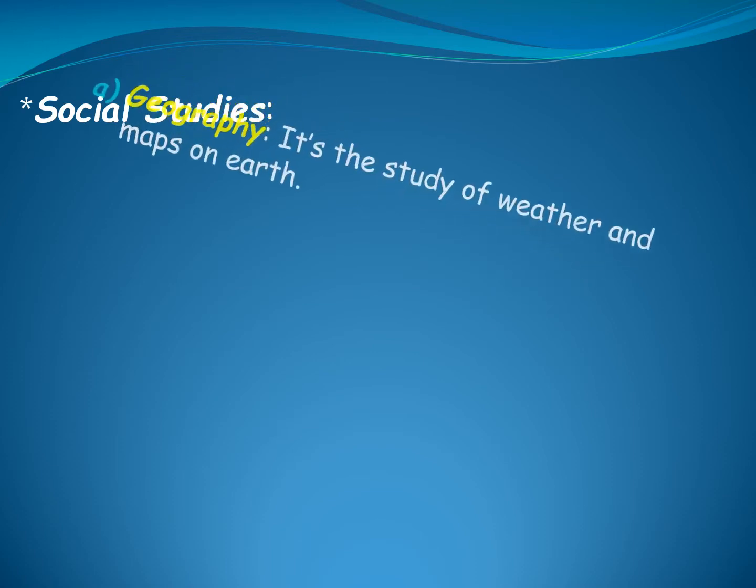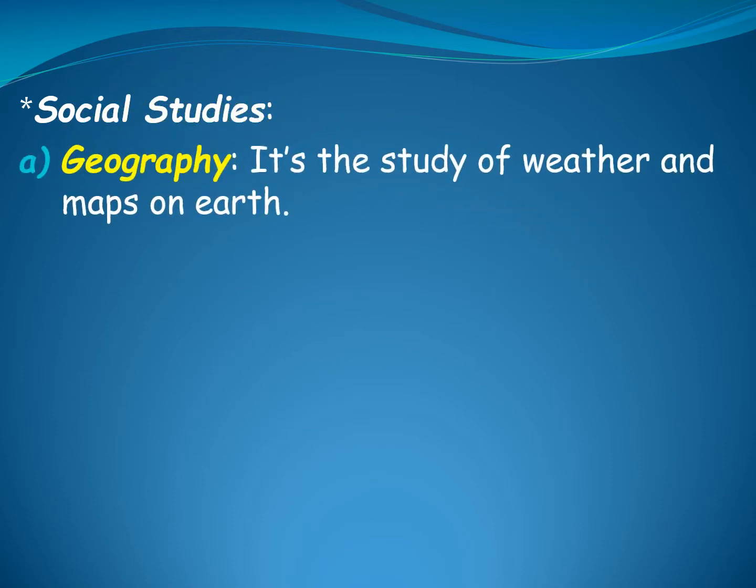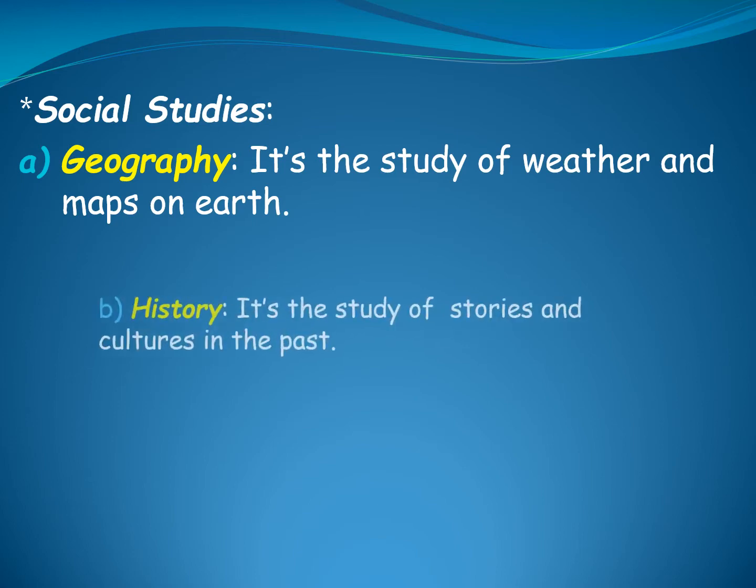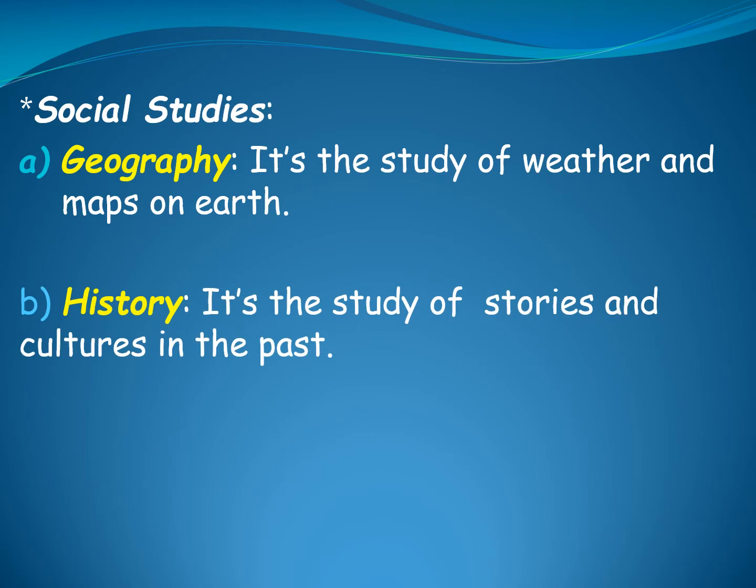And also concerning our school subjects, we have social studies, and social studies is talking about 2 main things. One of these things is geography, and geography it's the study of weather and maps on Earth. And also when we talk about history, history it's the study of stories and cultures in the past.